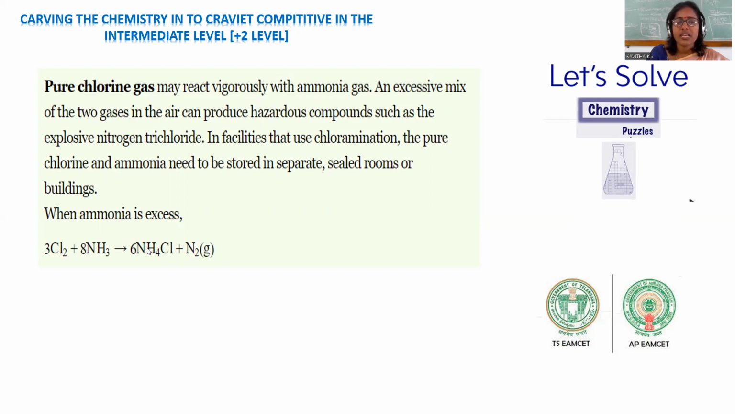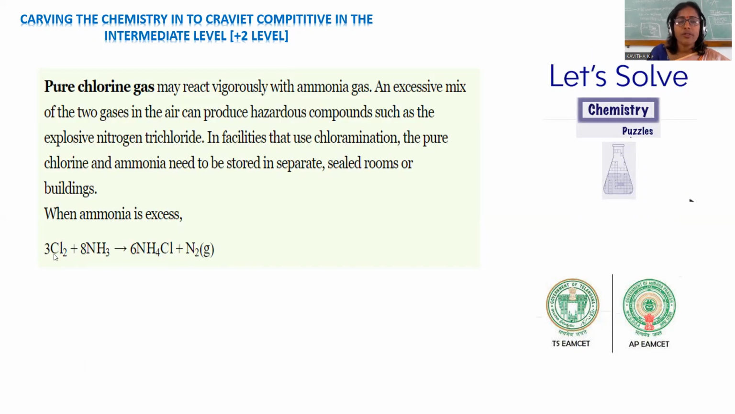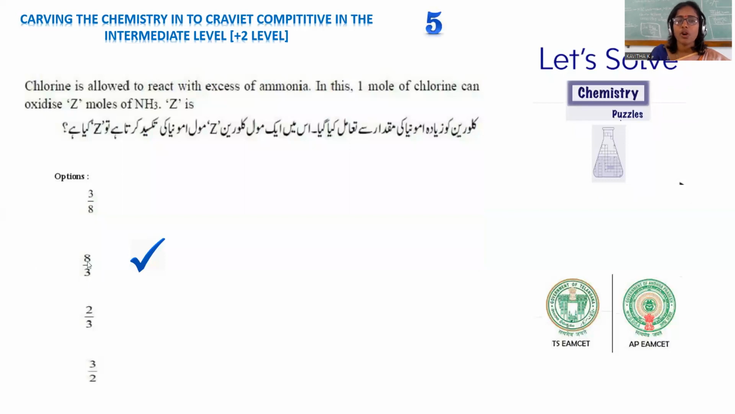So this is the balanced stoichiometric equation we got. 3 chlorines upon reacting with 8 ammonia give 6 ammonium chloride as the product. Then 1 mole of chlorine will react with how many ammonia molecules? It is cross multiplied: 1 into 8 by 3, so that will become 8 by 3. 8 by 3 is provided in option number 2. So for question number 5, option number 2 will be the correct answer, right?